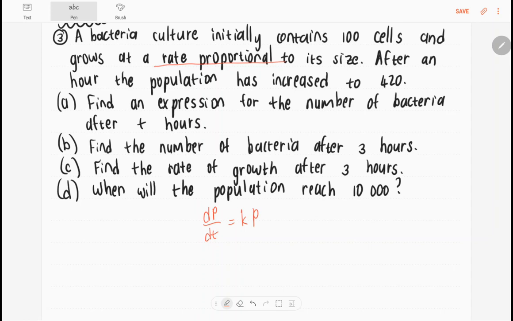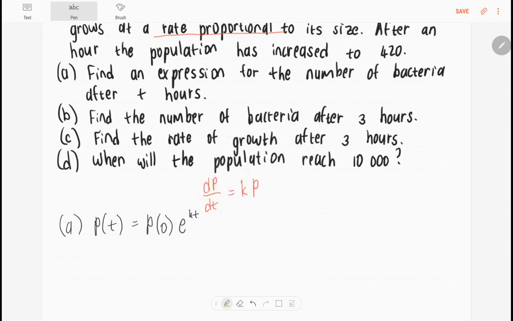And in section 6.5, we said that the only solution of a differential equation of this form looks like the following. So we know that a solution is then P of t equals P0 e to the kt. So what else do they tell us?